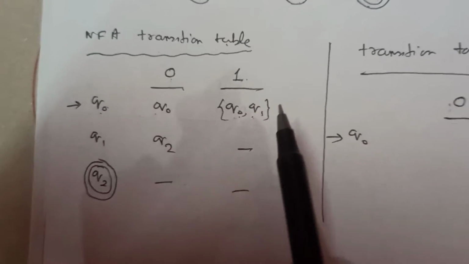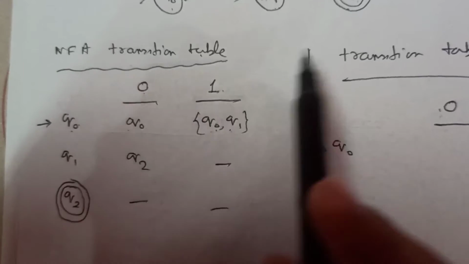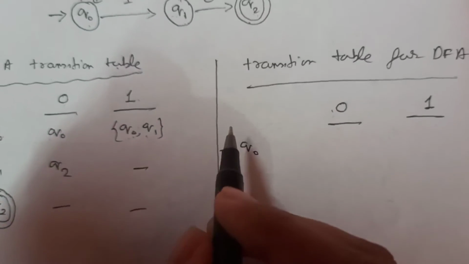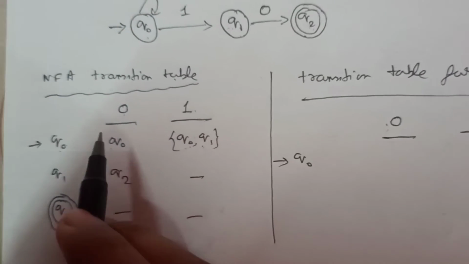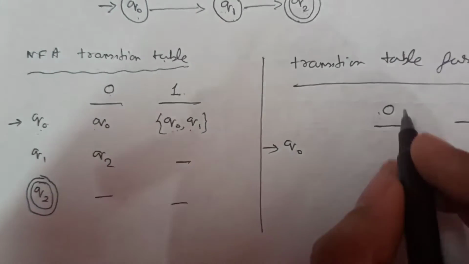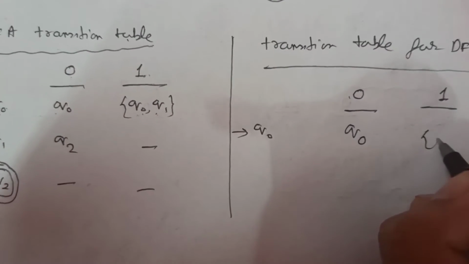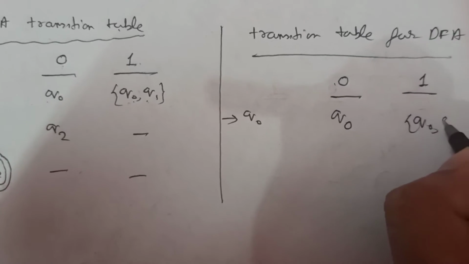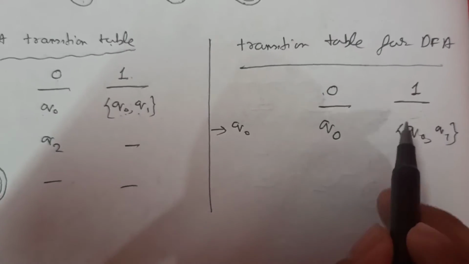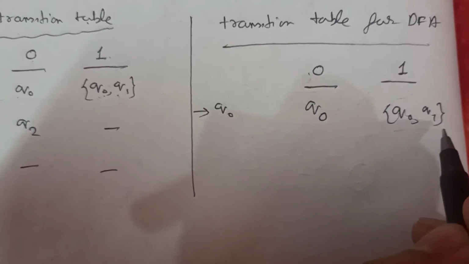So if we want to convert this to a DFA, we will first have to convert the transition table to a transition table of a DFA. So how to do that? First we will just copy the first row of the transition table, that is for the initial state. So Q0 goes to Q0 for 0 input and to a new state Q0 comma Q1 for input 1. So here is one new state that is not defined in this transition table, that is Q0 Q1.